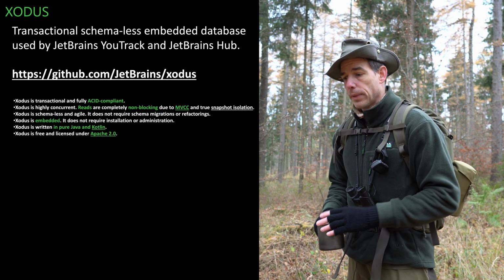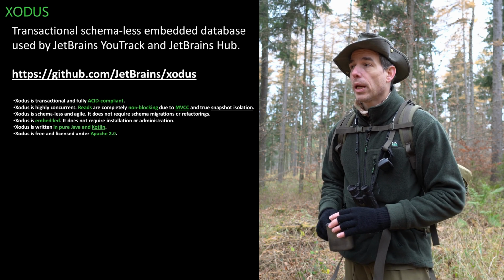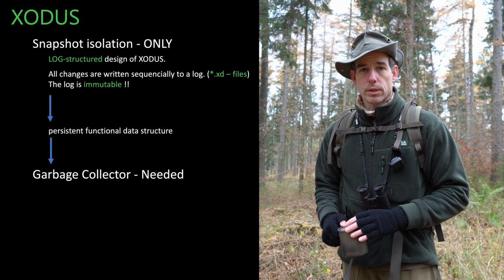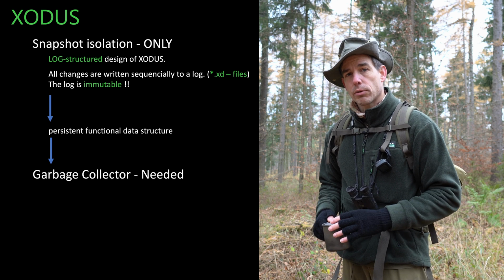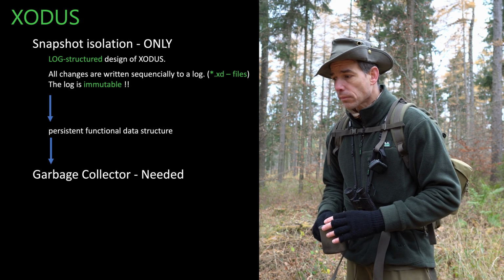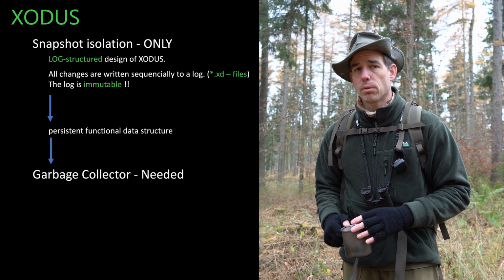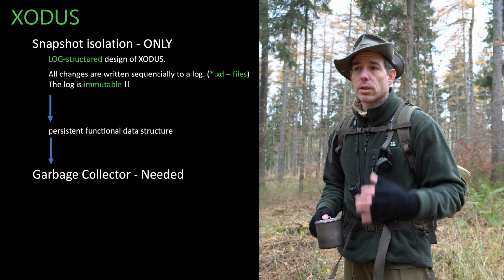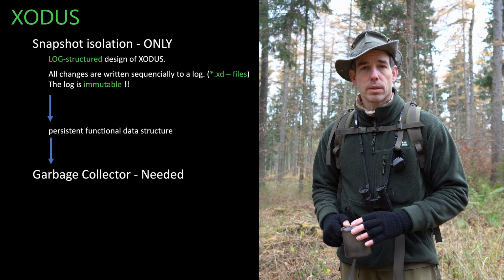Xodus is ACID compliant, so you have transactions. It's based on MVCC, and it's just dealing with snapshot isolation, strong snapshot isolation. So all changes will be written in a transaction log. I think these files are something like .xd files or whatever, and they're immutable. It means you have something like a functional, immutable, persistent data structure, and this is just amazing.